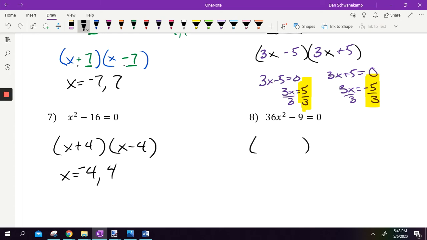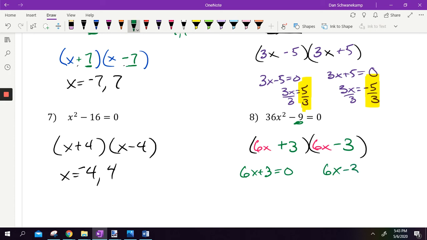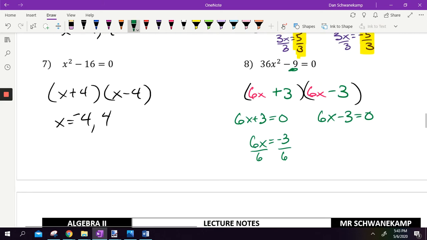Last one, I can square root both numbers, and so that's going to be 6x and 6x, because if I multiply those together, it gets me 36x squared. And to get -9, +3 and -3. Take each factor and set it equal to 0. X is going to be -1/2. And if this one's -1/2, you know what this one's going to be. This one is going to be +1/2.